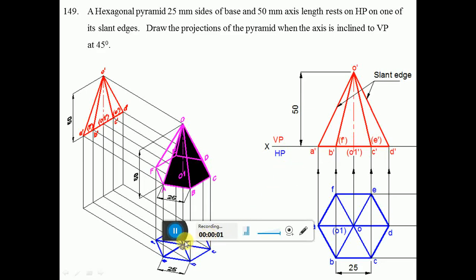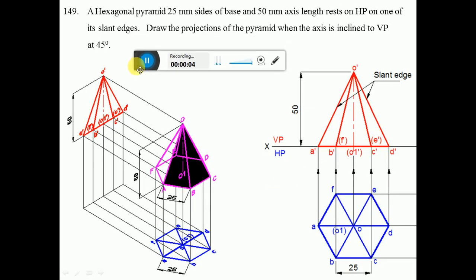So a hexagonal pyramid of 25 mm sides of base and 50 mm axis length rests on HP on one of its slant edges. Draw the projections of the pyramid when the axis is inclined to VP at 45 degrees. So a hexagonal pyramid of 25 mm sides and 50 mm axis length rests on HP. So obviously we have to start from HP.